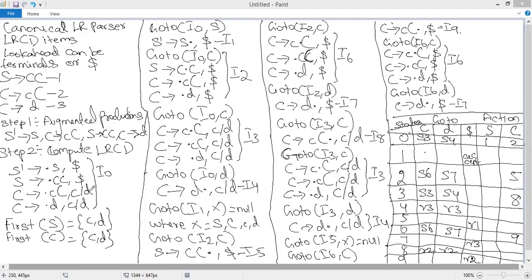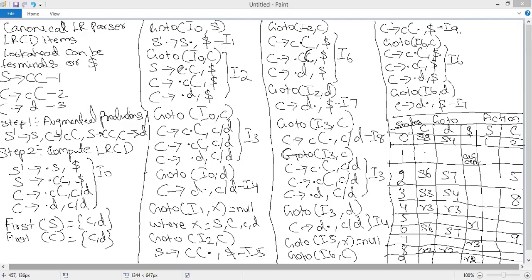Now expand the I naught go to operation. So now go to of I naught comma S. After this dot S is there. So go to of I naught comma S gives S dash tends to S dot comma. Initially we will be having dollar, that is mentioned as I1. Then go to of I naught comma C, so non-terminal C.